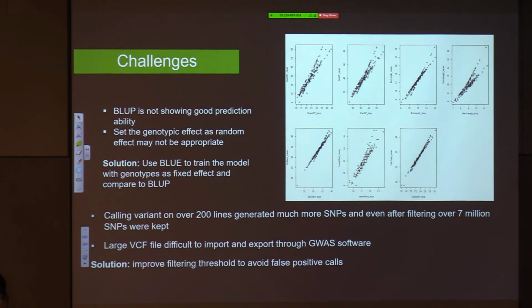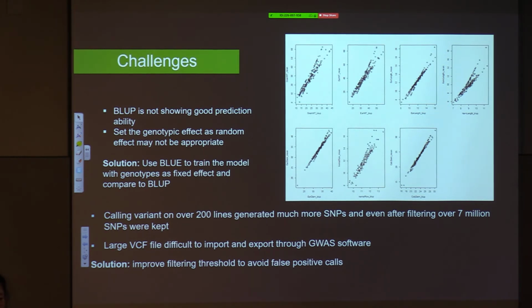During this whole process, I find that BLUP is not showing a good predictive ability when we use the other effect as random effect. So next step, I may choose BLUP to train the model with genotypes and fit the genotypic effect as fixed effect, and then compare the results to the BLUP.